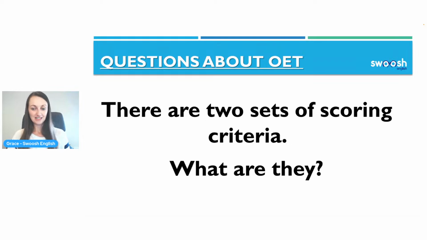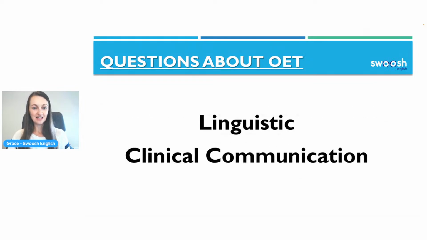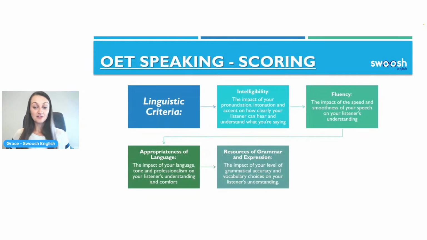Okay, hopefully everyone got this. We've got the linguistic criteria and the clinical communication criteria. And we're going to talk a little bit more in detail about what you have to do for each of the criteria. So let's start with the linguistic criteria. We have 4 ones here: intelligibility, fluency, appropriateness of language, and resources of grammar and expression.